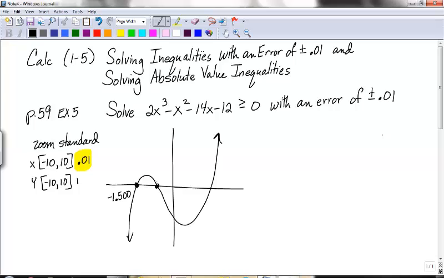Now, if I know I'm going to do this 3 times and I don't want to have to put the window in 3 times, go Zoom, right arrow over to memory, Zoom store. That's going to store that graph and that window in memory, so I don't have to recreate it. Now let's do Zoom in, and get your cursor close to this side of where it crosses. Press enter.